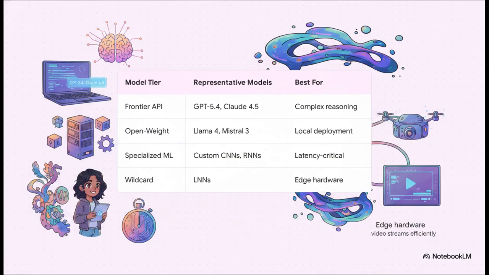Step 3. Model usage. For the AI path, you're looking at frontier models like GPT 5.4, Claude 4.5, and Gemini 3.1 Pro, alongside open-weight models like Llama 4, Mistral 3, and Qwen 3. You'll leverage the frontier APIs for massive compute use and coding tasks, and the open-weight models for privacy-centric, local deployments.